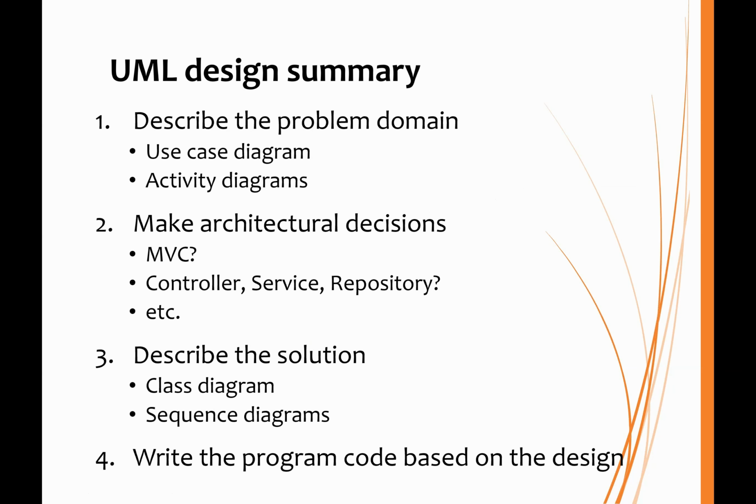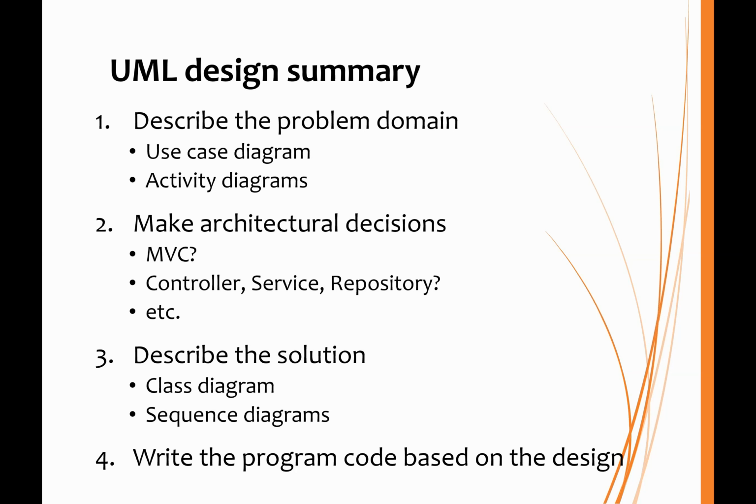We've summarized fairly quickly some of these UML diagrams, and here's a summary of the summary. We're going to begin by describing the problem domain. What are the use cases that each actor can perform? And we put that into the use case diagram. For each use case, what are the major activities that will take place when that use case is activated? The second step is to make some architectural decisions. Are we going to use MVC? Are we going to use controllers, services, repositories, etc.?